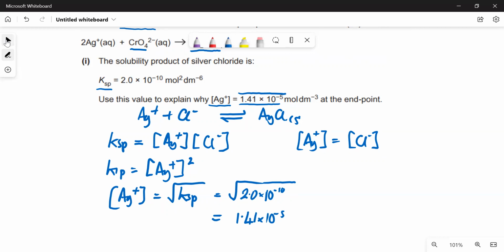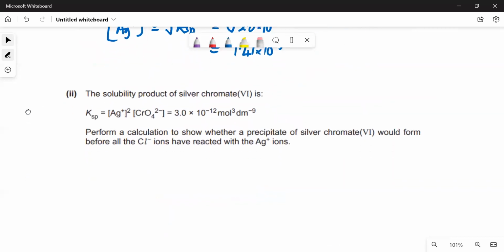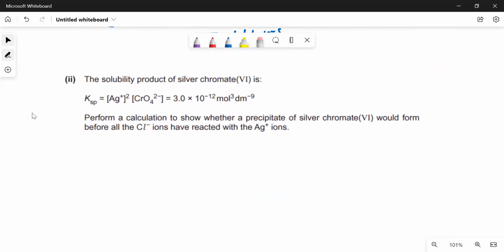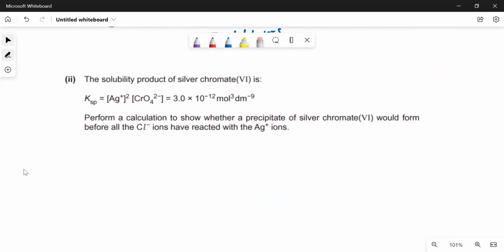Right, now the next bit. The solubility product of silver chromate, right? They give us the equation for it. Of course, it's Ag plus squared, because the formula of the precipitate is Ag2CrO4. Okay, terrible lag on this pen.